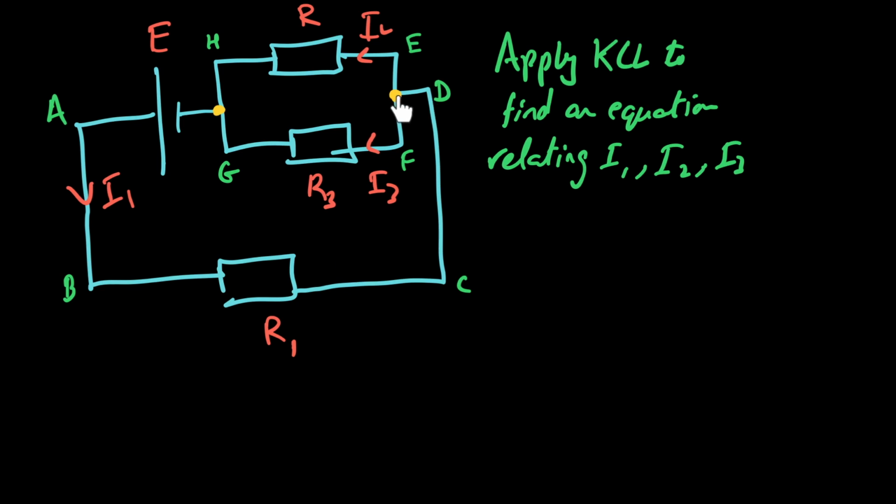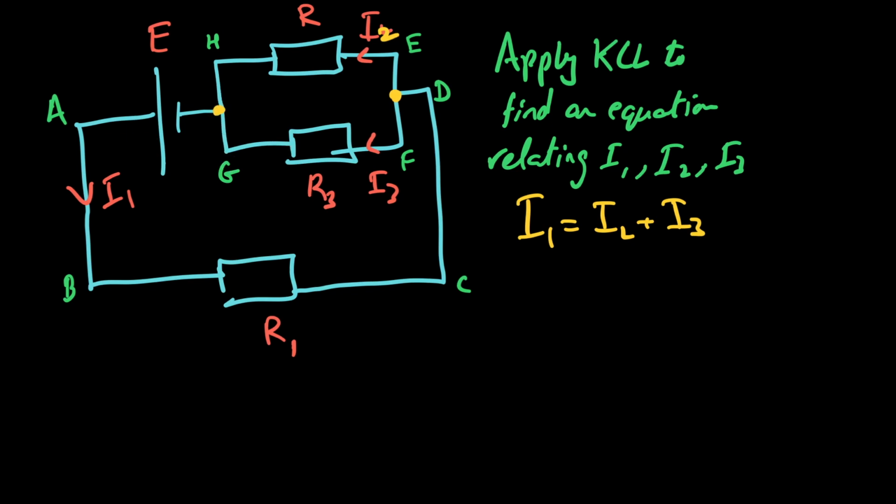Current I1 is entering the node. What is the current leaving? I2 and I3 are leaving. So what's the equation then? Very simple. I1 is equal to I2 plus I3. I2 and I3 add up and they form I1. If you apply the same equation over here and I ask you to apply KCL and get me the equation, you'll say I2 and I3 are adding. So I2 plus I3 is equal to I1.